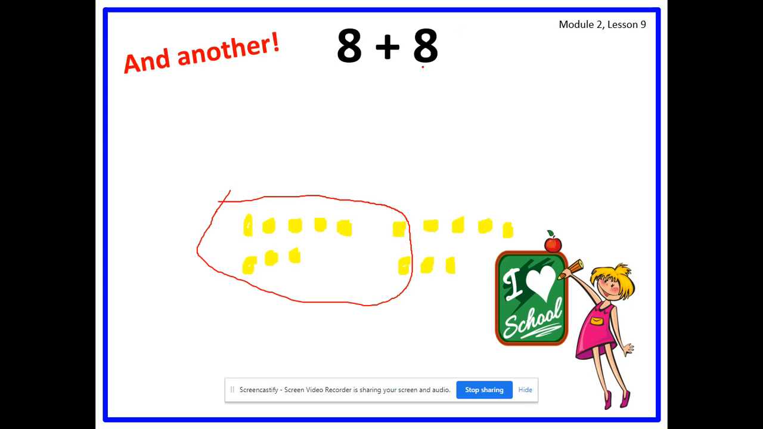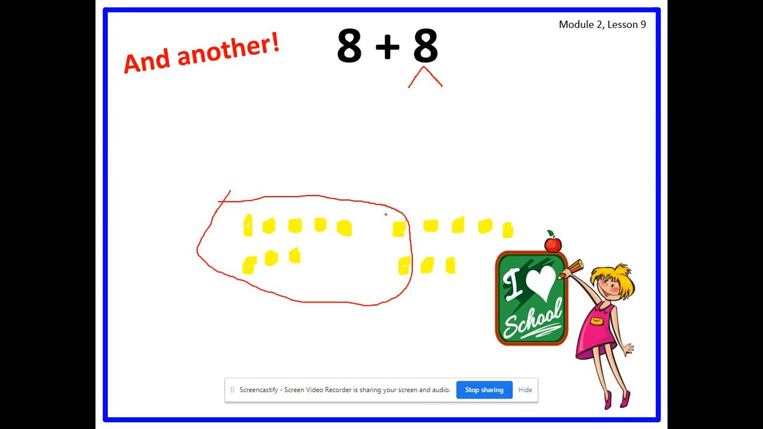Now, go ahead and decompose one of the 8s because they're both the same part. Go ahead and decompose 8 to make 10. Press play when you're ready to check your work. Let me give you a hint. Remember, how many circles are inside? How many circles outside?